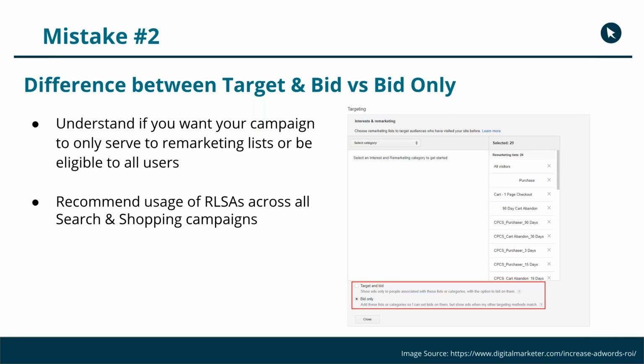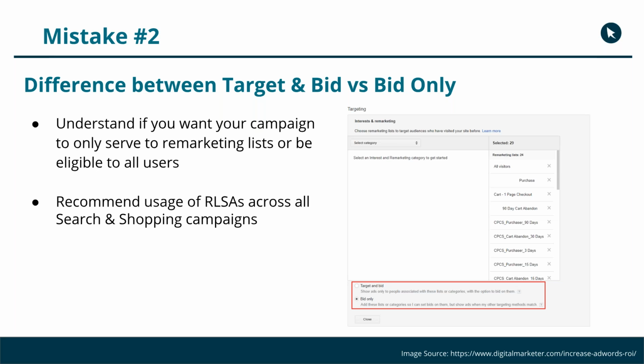at the bottom, highlighted in that red box, you'll see target and bid, meaning I only want to show ads to users who fit these remarketing lists, versus bid only. With RLSAs, I recommend getting bid only up as soon as possible. It will allow you to adjust your bid percentages on just users in that list, but still allow your campaign to be open to everyone else who is searching for, say, the keywords or products within that campaign. So again, understand whether you want your campaign to only serve to remarketing list users or be eligible to all users. But I do recommend RLSA usage across all your search and shopping campaigns.